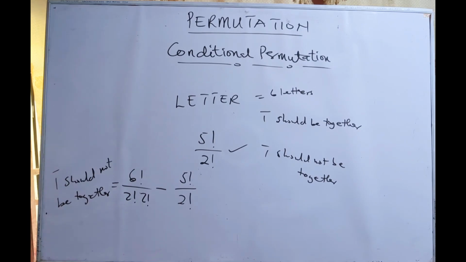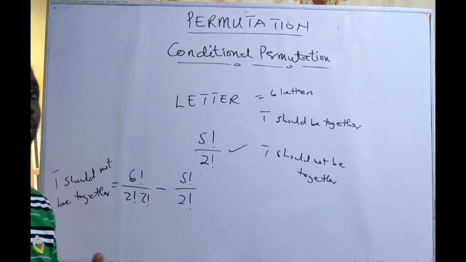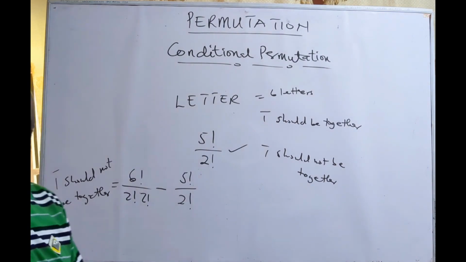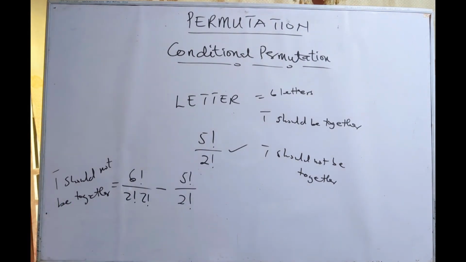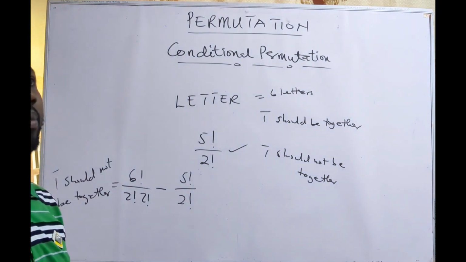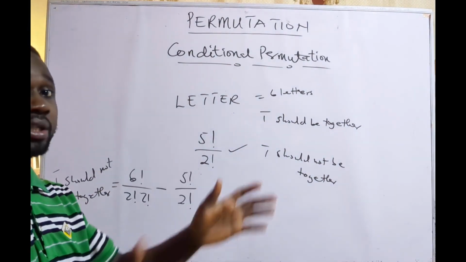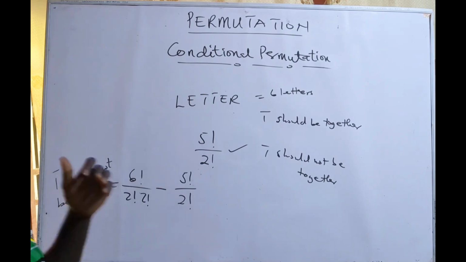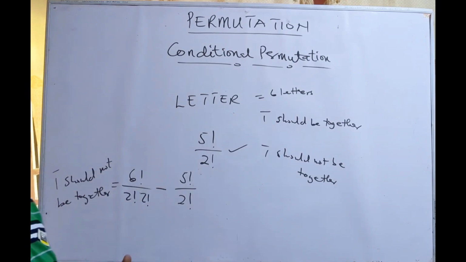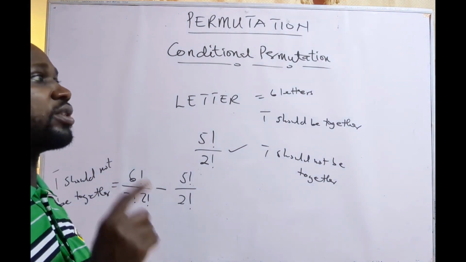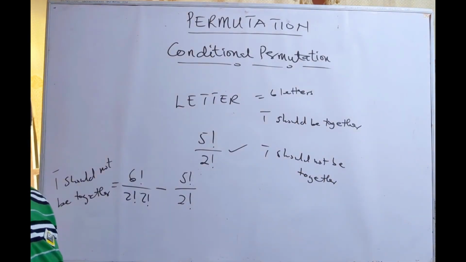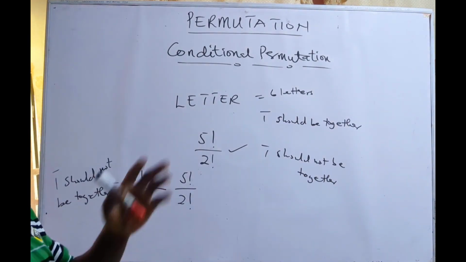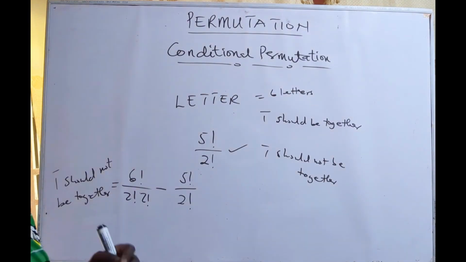And sometimes they can ask you those that should be together. For instance, if there are people that are going to sit on seats, and you say that 2 people should sit together, then you consider them as 1. But if you consider them as 1, you should also take note that this person can switch here and this person can also switch here. So you multiply by 2, and then you get your answer.